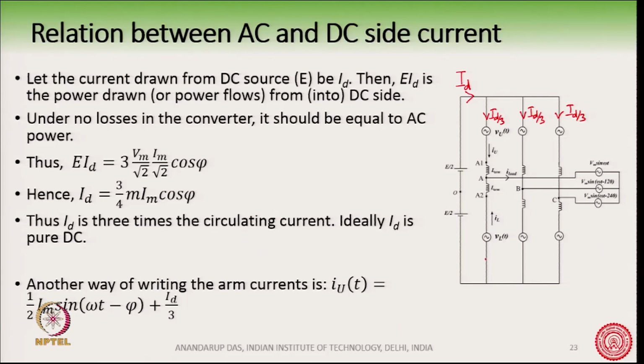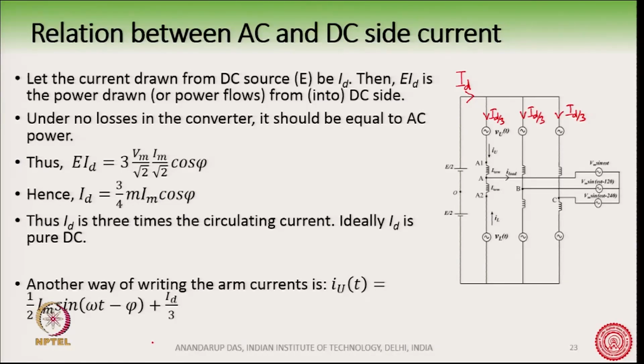This DC current, the ID by 3. So, therefore, the upper arm current can also be written something like half I m sin(omega t minus phi) plus ID by 3 here. Okay. It can also be written something like this I u t, and similarly I L t will be half I m sin(omega t minus phi) minus ID by 3. Okay.